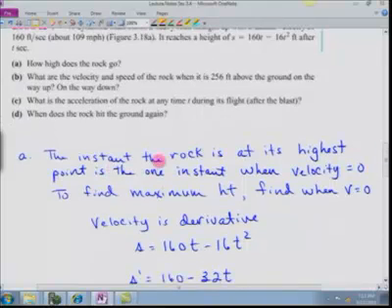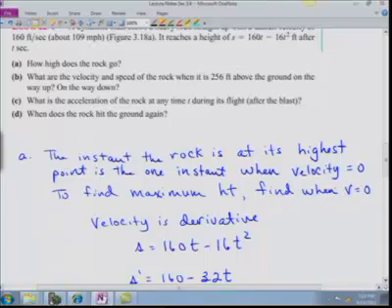All right, the instant the rock is at its highest is the one instant when velocity is 0. Does that make sense? Because it's when it's stopping and turning around, coming down. So when velocity is 0, you're at your highest point. To find the maximum height, you could throw that in the calculator and find the max, but we're using our calculus here. Find when v equals 0.